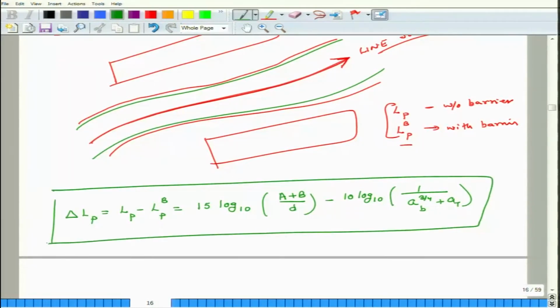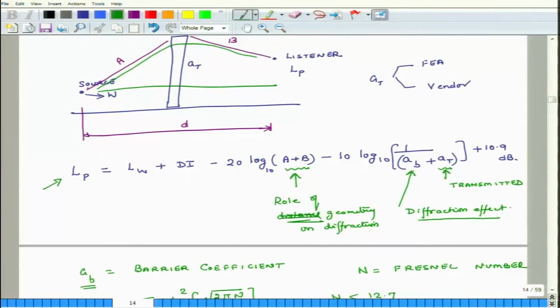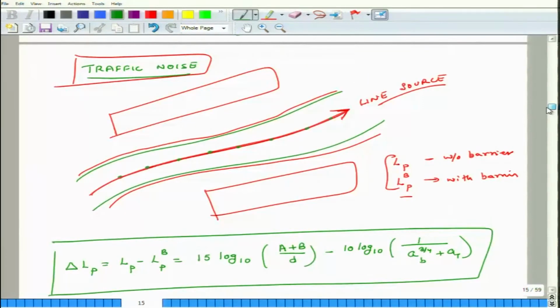So, this relation is good for traffic noise, because noise is not just coming from a simple point, it is coming from several points which are there in a line. That is why it is a line source. The other relation is for noise coming from a single point. So, we cannot use that particular relation for traffic noise, and because barriers are used very often for traffic, this is the relation you should understand.